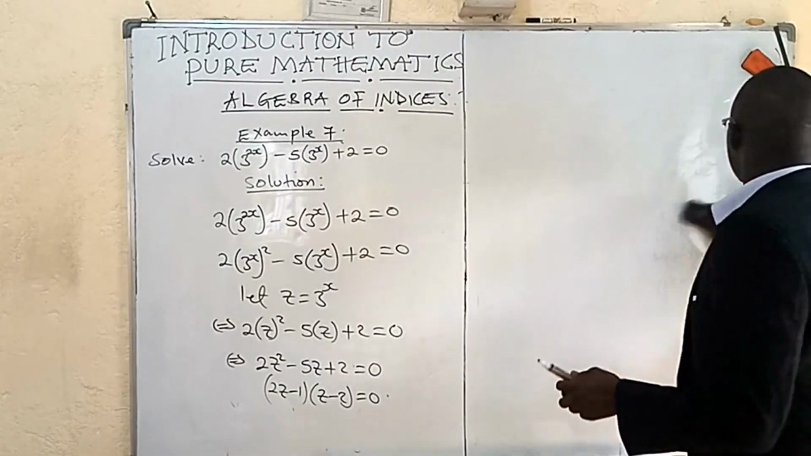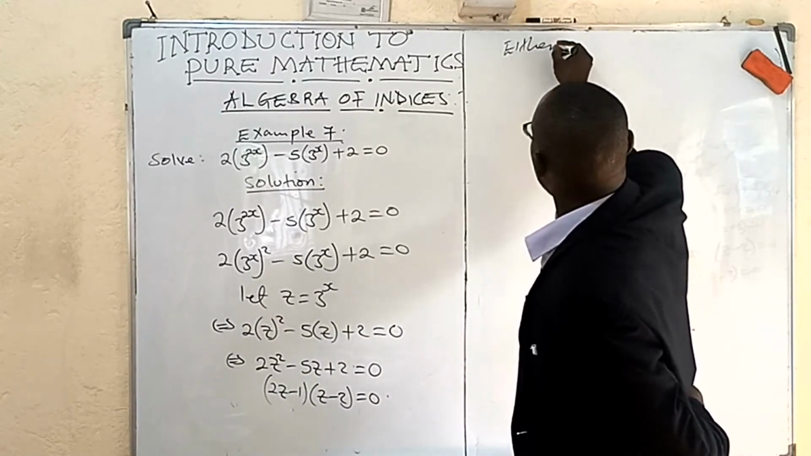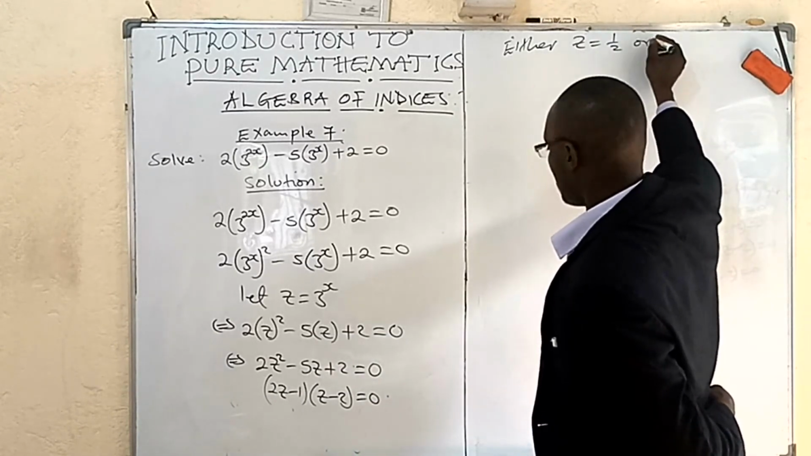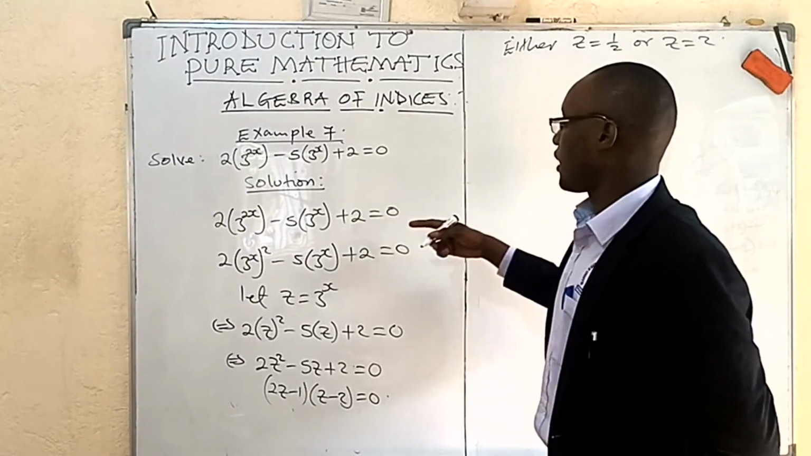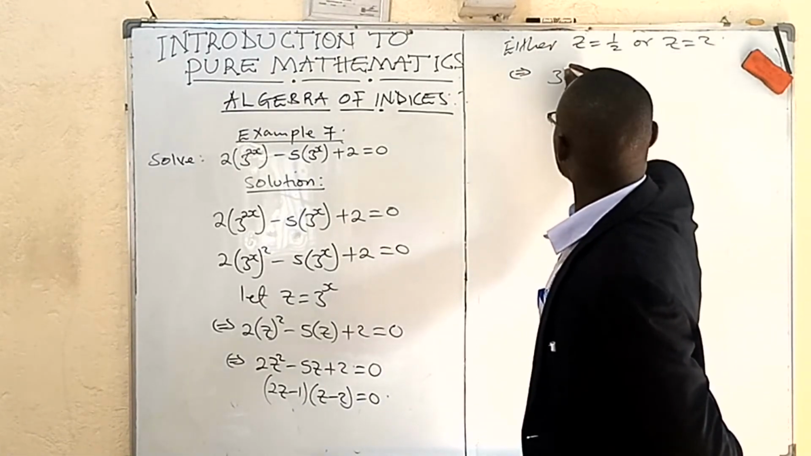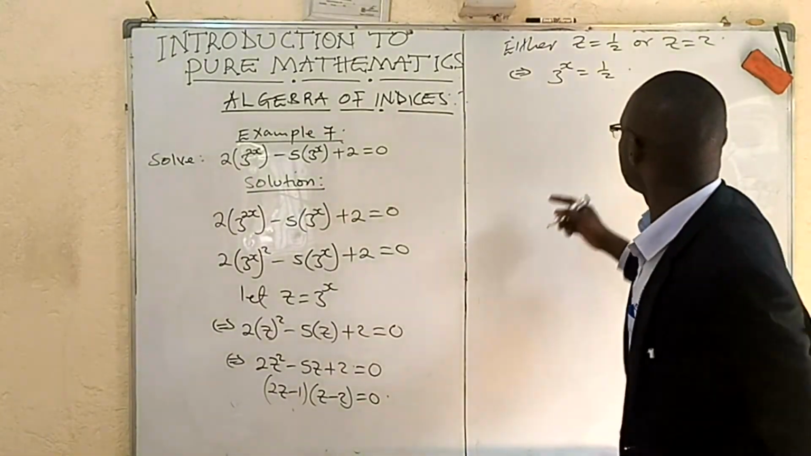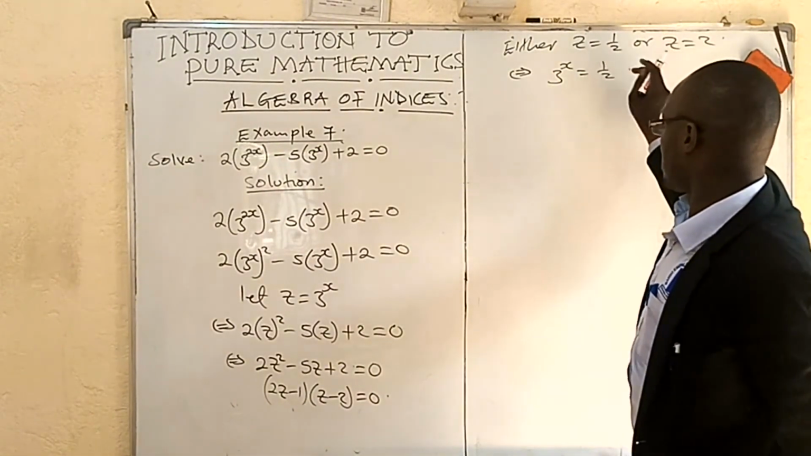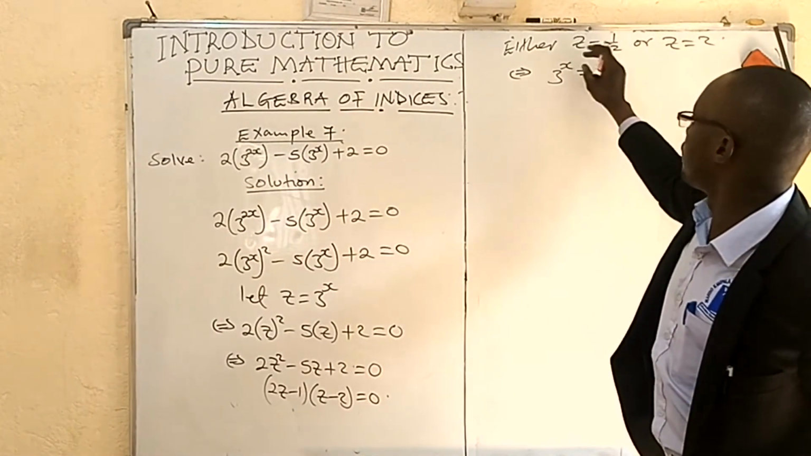Okay, now let us go and see that, examiner sir, either z is equal to positive a half or z is equal to 2. So for z is equal to positive a half, remember we said 3 power x is equal to z. So 3 power x is equal to positive a half. There is no way we can simplify this in the form of indices. But since it is a positive number, it has to yield a real value of x.